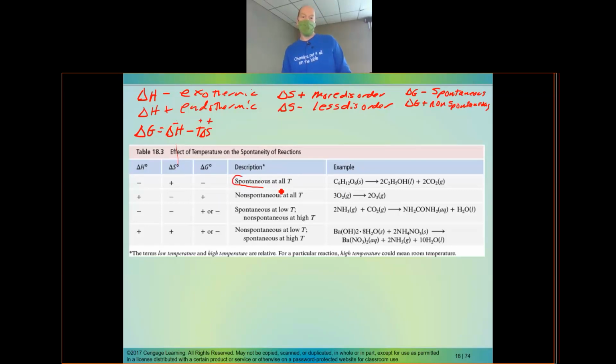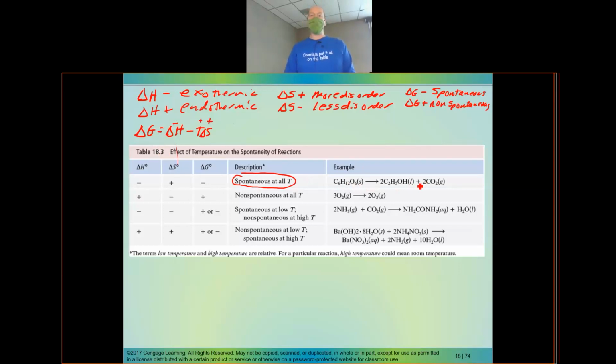So when you have a negative delta H and a positive delta S, there is no way to make this non-spontaneous. It is spontaneous no matter what temperature you put in. Any temperature you put in here, you will get a negative delta G value. All right, and the example is here.